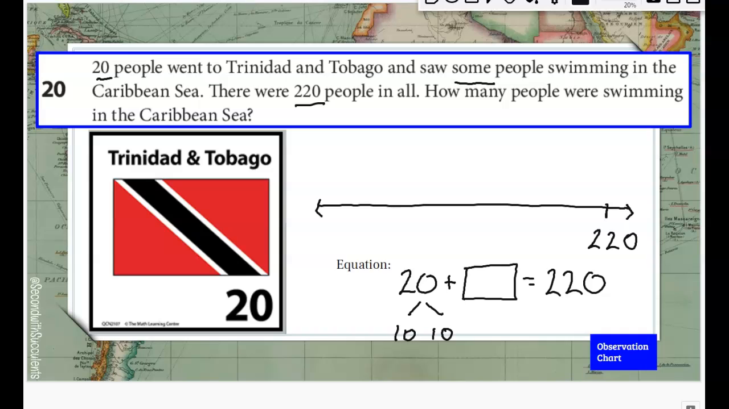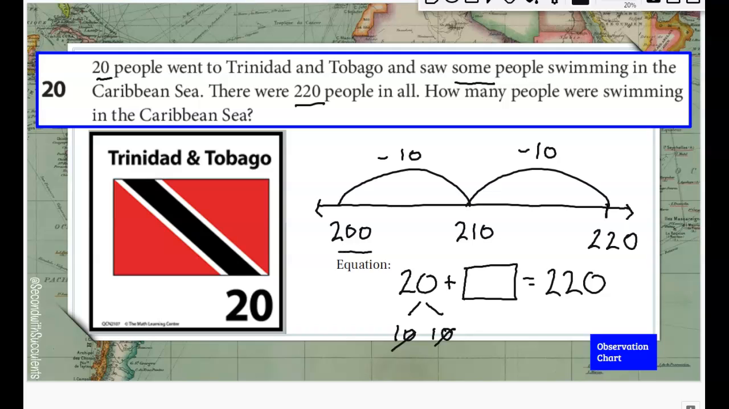If I'm at 220 and I jump backwards by 10, well, I know that I'll end up at 210. I also know that if I jump back 10 more, I'll land on 200. So I know that 200 is my answer. 20 plus 200 equals 220. Now you may have thought about this problem in a different way too.